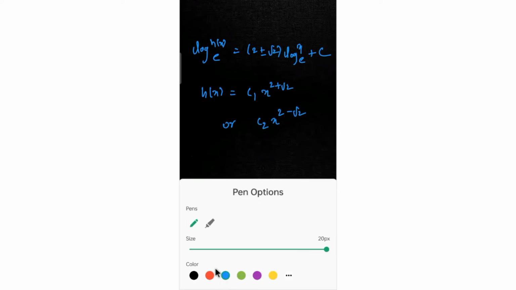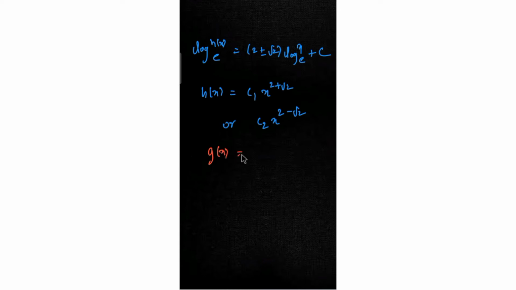So we get log h of x base e as 2 plus or minus root 2 log x base e plus c. So from this I can say that h of x is, if I assume this as c1, c1 into x power 2 plus root 2, or I can say h of x is c2 into x power 2 minus root 2, right, because we have 2 plus or minus root 2 here. Either it can be x power 2 plus root 2 or x power 2 minus root 2, and we have different constants here. Now g of x is basically h dash of x, isn't it?